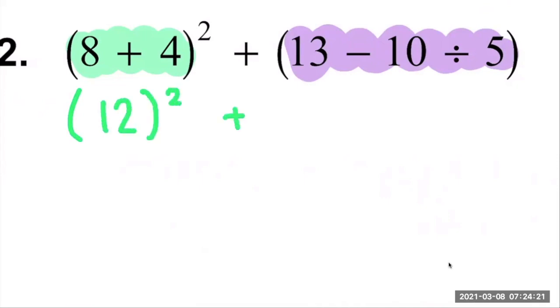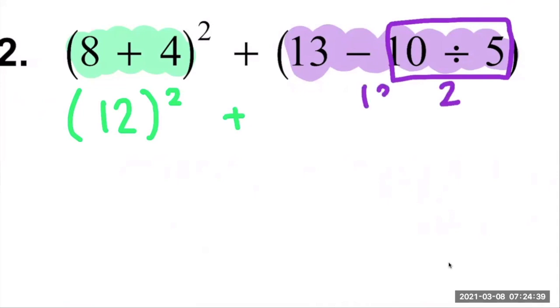Now I'm going to look at the next one. I have 13 minus 10 divided by 5. I know looking at this, you'd probably want to do the subtraction first, but that's not the case. We have to take care of our division first. So 10 divided by 5 gives me 2. Now I have 13 minus 2, which gives me 11.